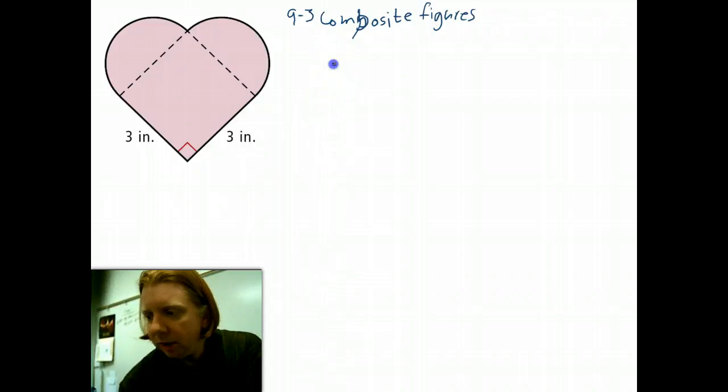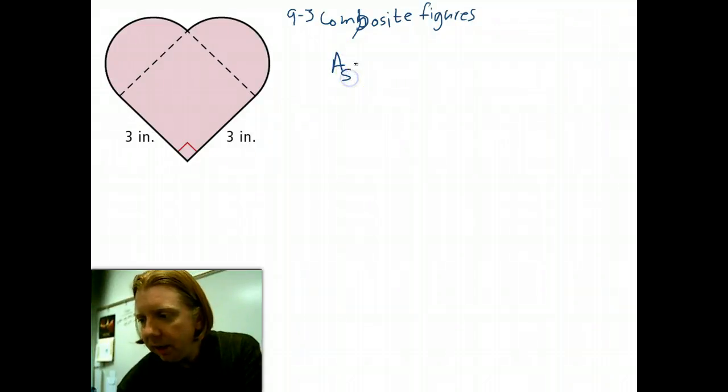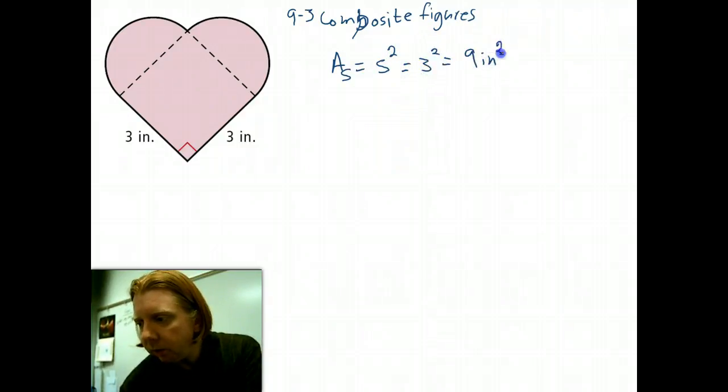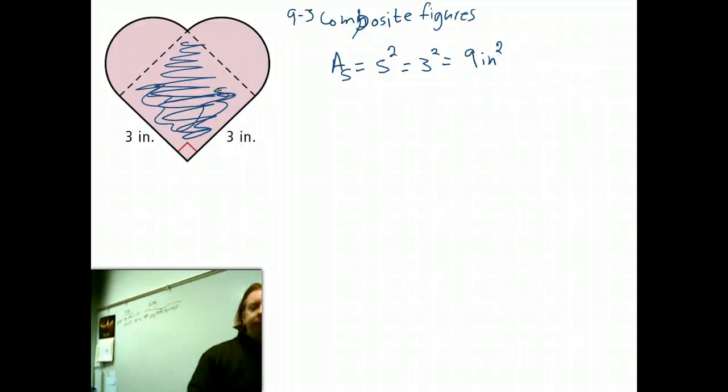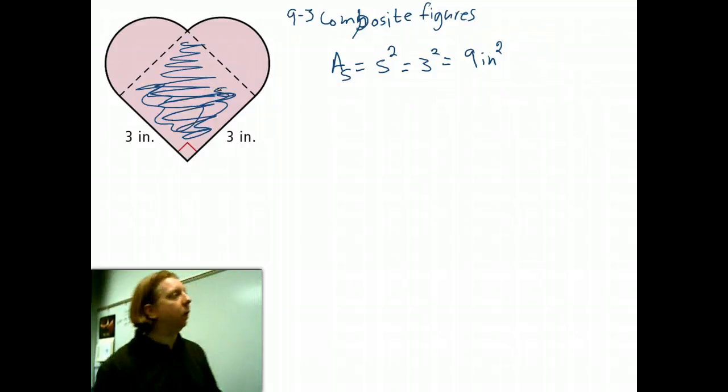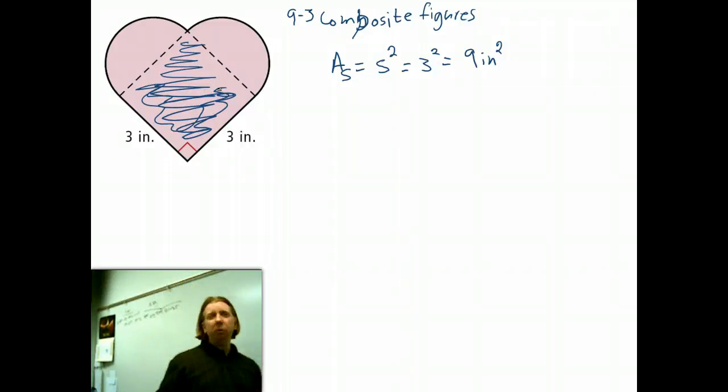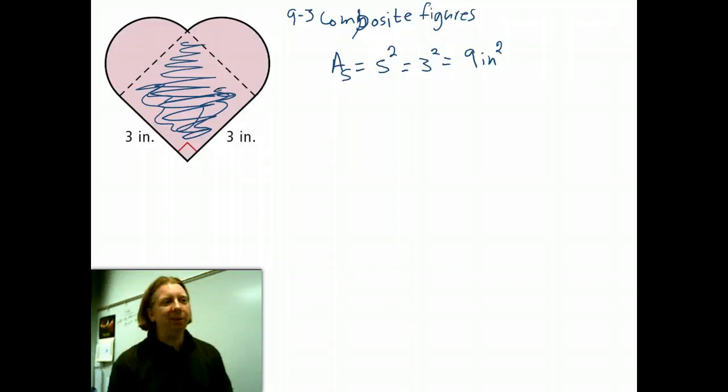So when I break it into pieces, area of a square is the length of a side squared. So that's 3 squared, or 9 square inches. So that gets me through the square region right here. So that's half the work. Actually, most of the work in these problems is in figuring out what pieces you're looking at.